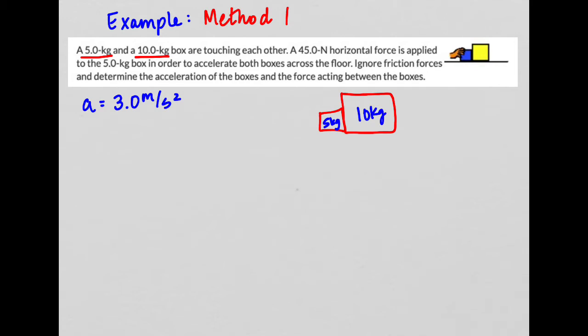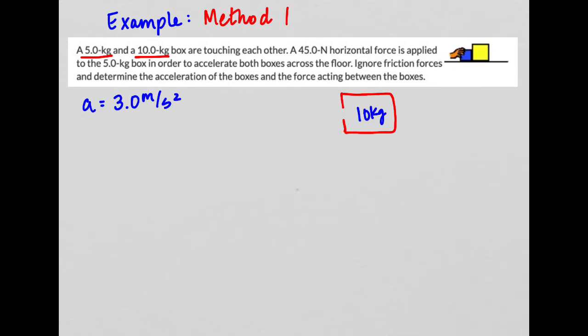So it doesn't matter which one I choose. I am just going to choose one of them in order to determine the force that's acting between them, because there is a force acting there between them. Remember, a force is a push or a pull. So there is a force acting between these two boxes. So now we're going to use the individual body analysis to determine what that force is. So we are just going to choose the 10 kilogram box.